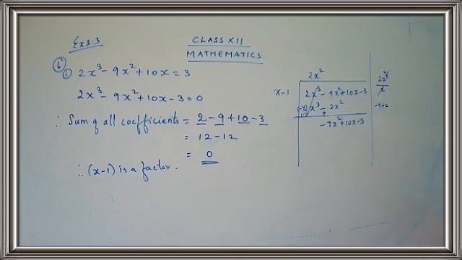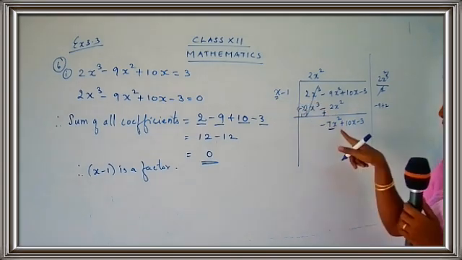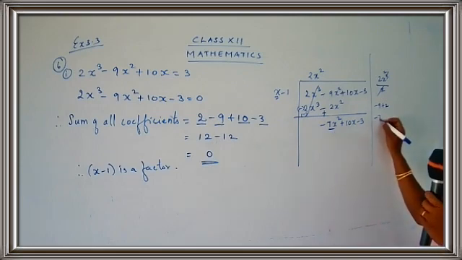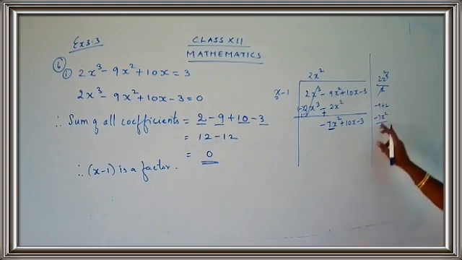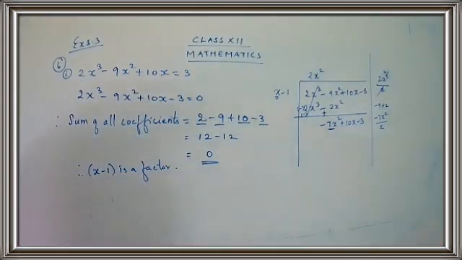Again, the same method you are going to follow. You are going to take the first term and the first term. What is the first term here? It's minus 7x square upon x. Come on children, complete the step. Try the sum. Try to do the division by yourself, children.